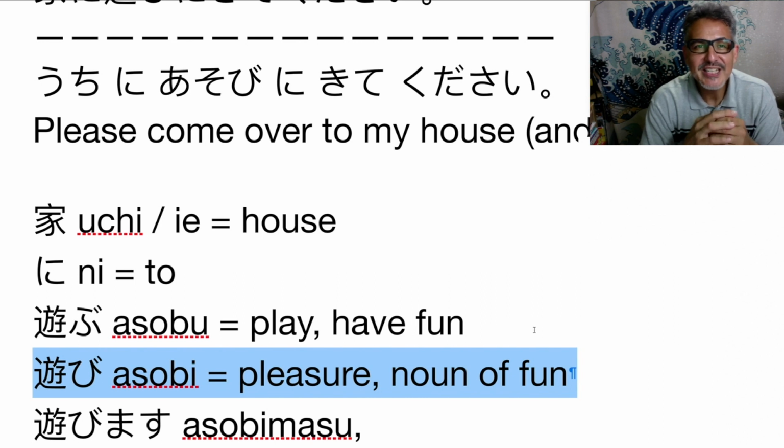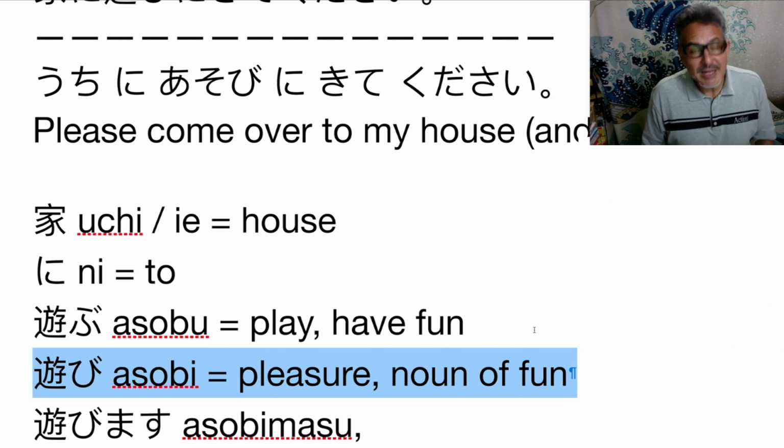So instead of saying iku, which means go, or kuru, which means come, they'll teach you ikimasu, which is go in the polite form, or kimasu, which is come in the polite form. Or instead of saying taberu, which is to eat, they will teach you tabemasu. So, would you like to eat? Tabemasu ka? They'll teach you that form, instead of just taberu, which is very casual but very common.